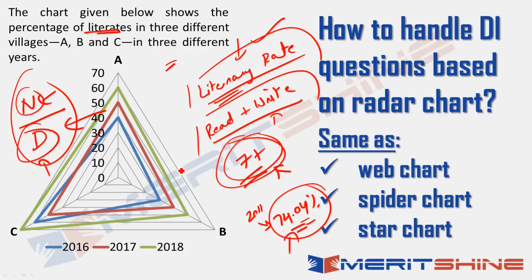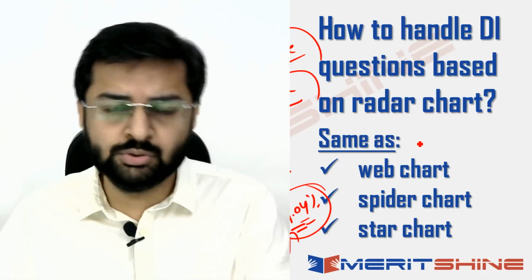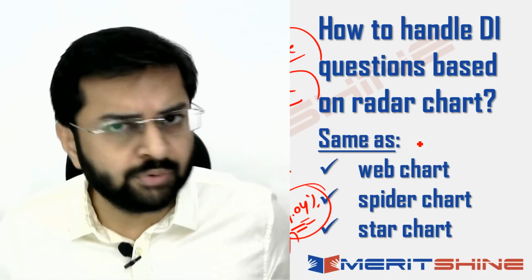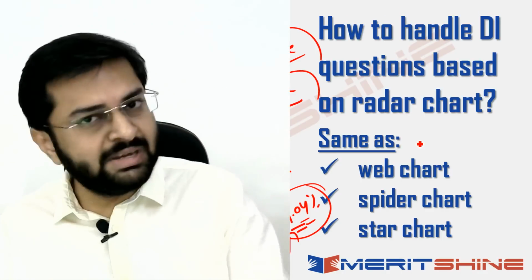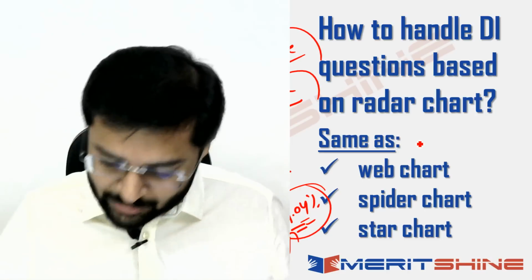Literacy rate can be expressed in some other forms as well. For example, adult literacy rate, which considers people over the age of 15 years. It can be the youth literacy rate, so it's generally between 15 and 24, things like that. But for DI, I'll make things simpler for you. So forget all this general knowledge.